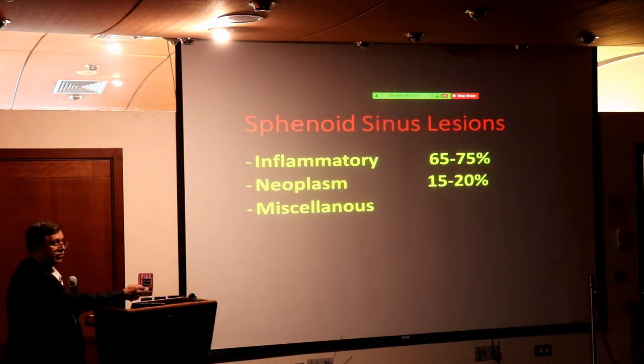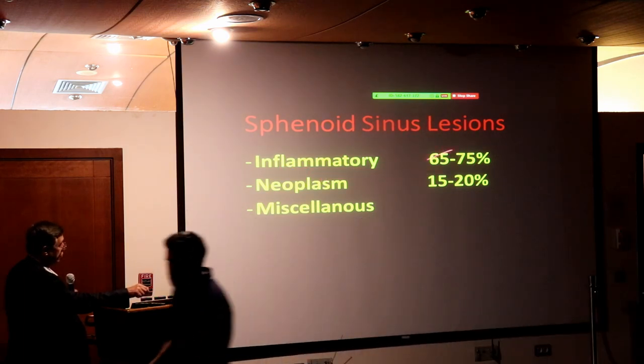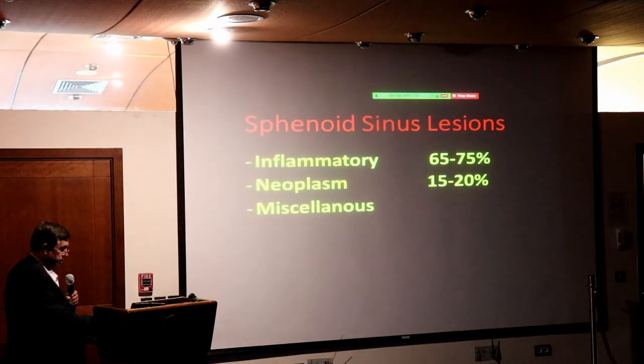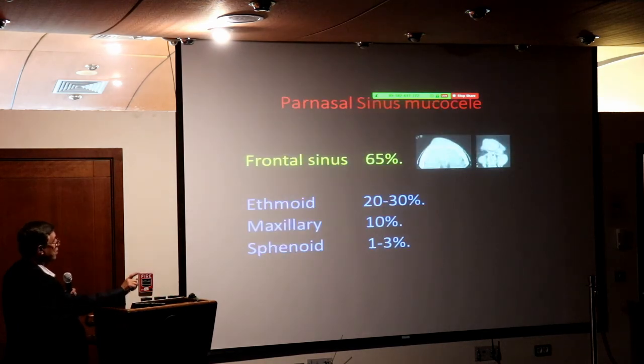So we know now the sphenoid sinus anatomy. What kind of lesions can we have there? Most of the lesions are inflammatory, two-thirds maybe. One-third is neoplasm or miscellaneous. If we come to one topic, which is the mucocele, of course the commonest among the air sinuses is the frontal, followed by the ethmoid, followed by the maxillary, followed by the sphenoid. So our topic for today is very rare. To have a mucocele of the sphenoid is extremely rare, especially if it is associated with multiple cranial nerve palsies.